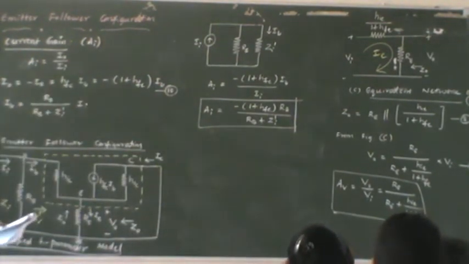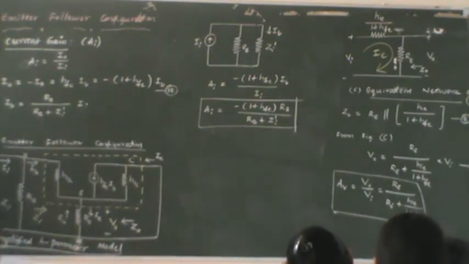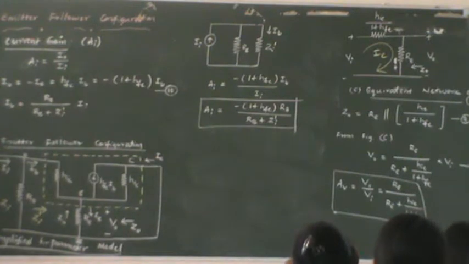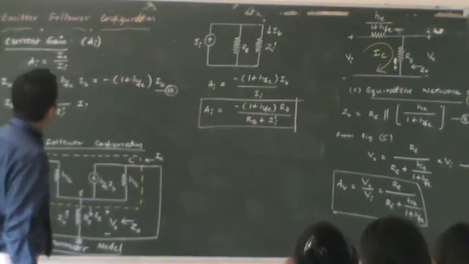So go through this. We derived all the expressions for current gain, input impedance, output impedance, everything. That will be the emitter follower.